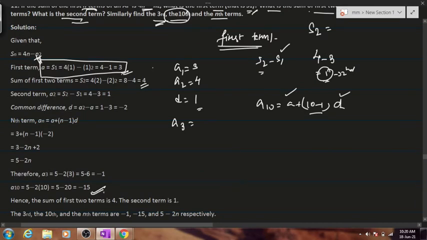Is this clear to everyone? Yes or no? I hope people have got a10's value as minus 15. So the third term comes out to be minus 1. The 10th term will come out to be minus 15. And the nth term will come out to be 5 minus 2n. Is this thing clear to everyone? Yes or no? Confirm.